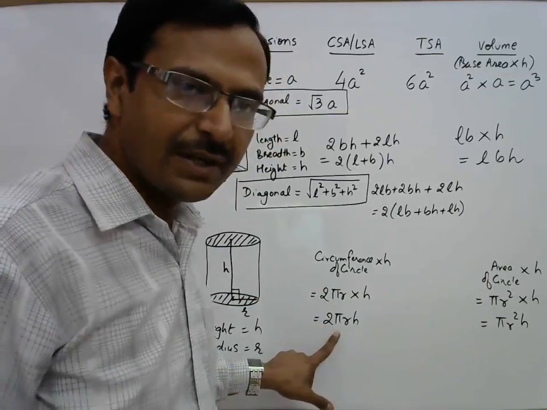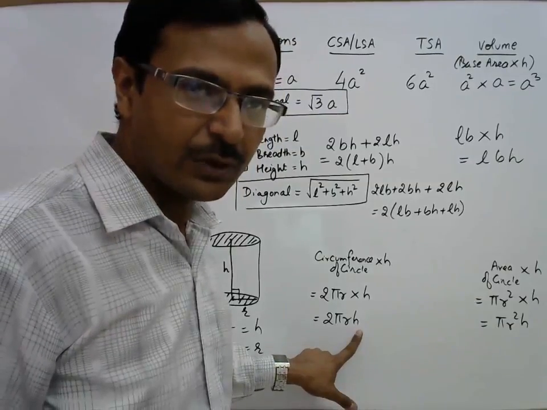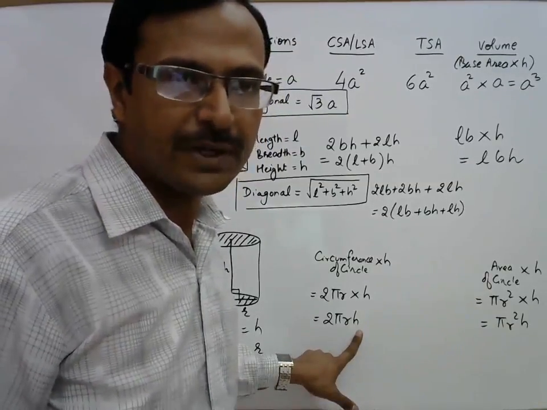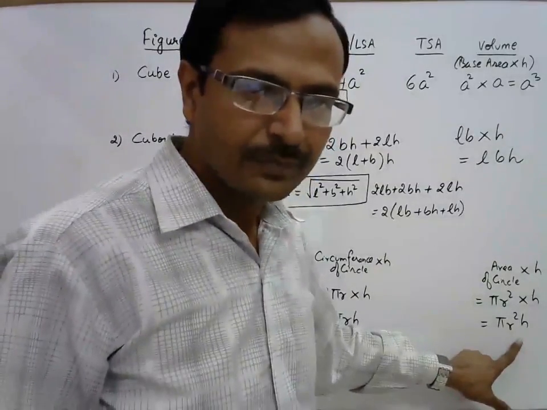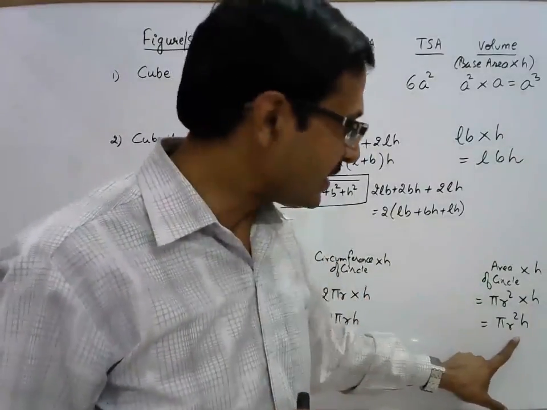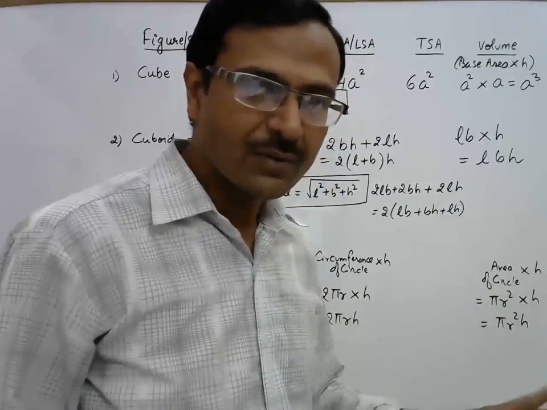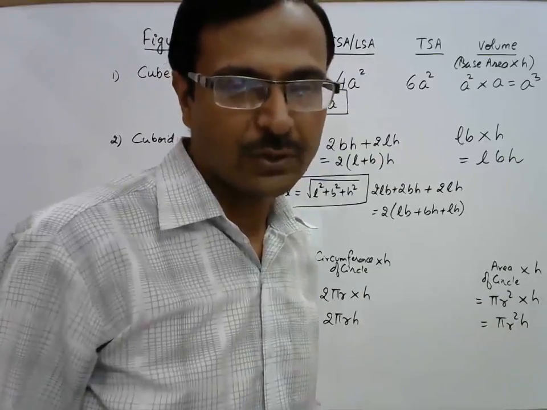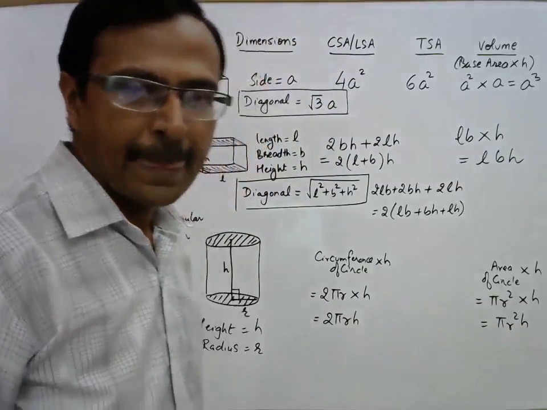2 pi is constant, it has no units. R and H are variables, therefore the unit of area is centimeter square or meter square. So only two things are multiplied. Whereas in case of volume, there are three things which are multiplied. See, we have R square, that means 2 R's and 1 H. So 2 R's and 1 H, three things. So therefore the unit of volume is centimeter cube or meter cube.